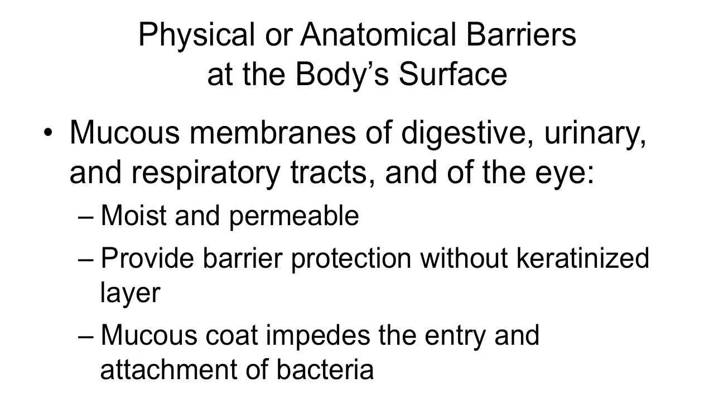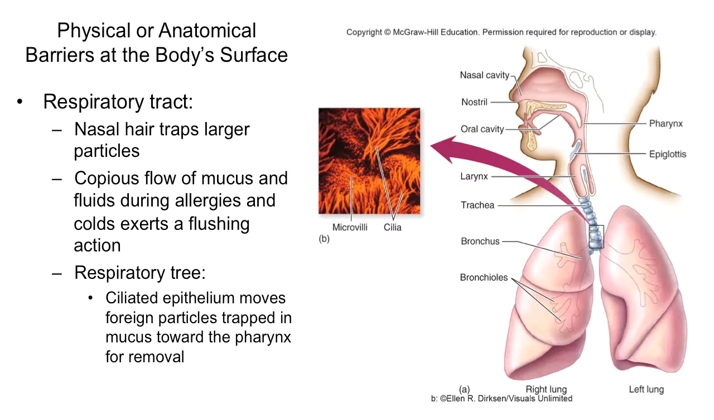Those are most systems that are included in the general mucosa that we talk about. They're moist and permeable. They provide a barrier that is not keratinized, and they all have a common layer of mucus that impedes the entry and attachment of bacteria.